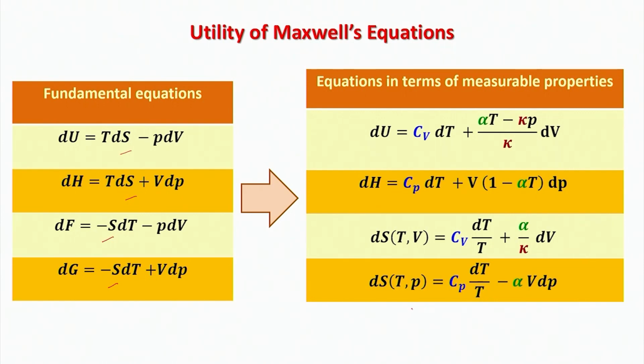And now you have these equations where you see that each of these quantities now have been expressed in terms of measurable properties of the system. So that is why the Maxwell's relations occupy such an important position in the literature of thermodynamics. So we would conclude that if you want to apply the thermodynamic principles in real systems, you have to use Maxwell's relations.